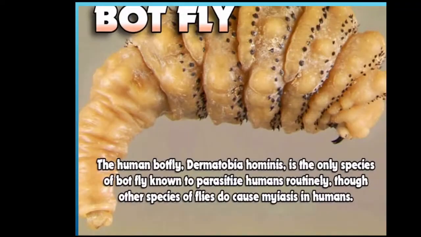The next fly is the bot fly. The Latin name is Dermatobia. We talked about Dermatobia when we talked about mosquitoes. Dermatobia uses some species of mosquitoes for transferring eggs. When the mosquito sucks human blood, the larva hatches out from the eggs. These larvae penetrate the human skin and feed on human tissue. So mostly it causes skin myiasis too.